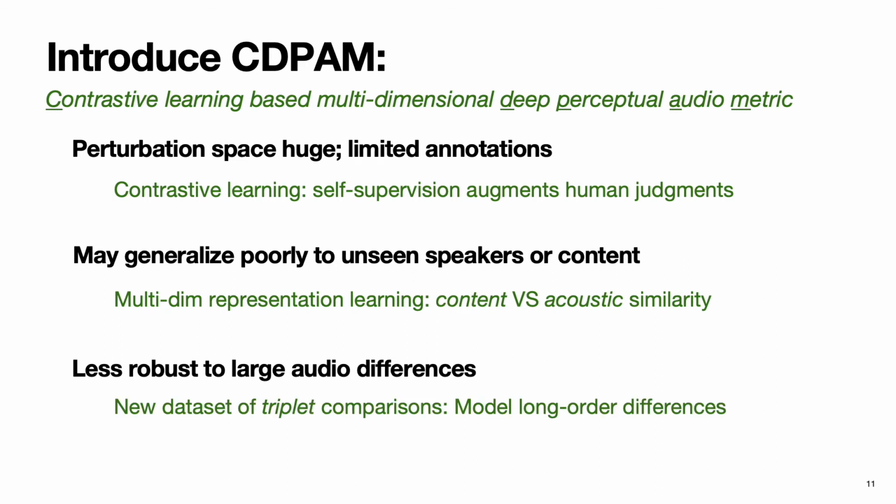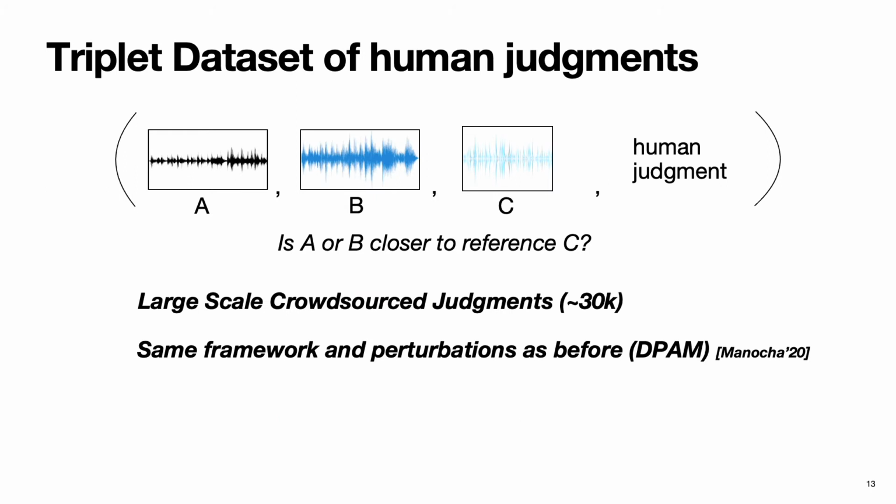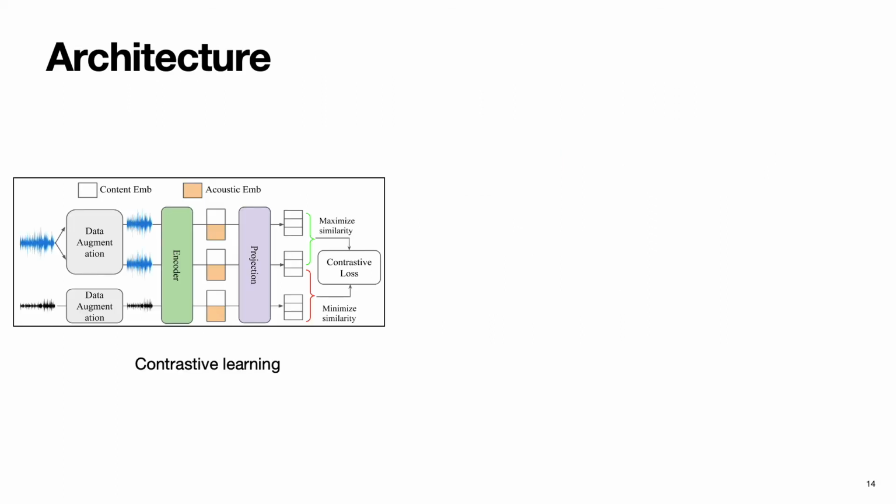And finally, to further improve robustness to large perturbations, which are well beyond JNDs, we collect a dataset of judgments based on triplet comparisons. This combination allows CDPAM to better generalize across content differences, for example, unseen speakers, with limited human annotations. Talking more about the newly collected triplet comparison dataset, it consists of triplet comparison questions, asking a bunch of human listeners a simple question: is A or B closer to reference C? The dataset consists of around 30,000 paired judgments, and it enhances CDPAM's ability to robustly compare files with large differences.